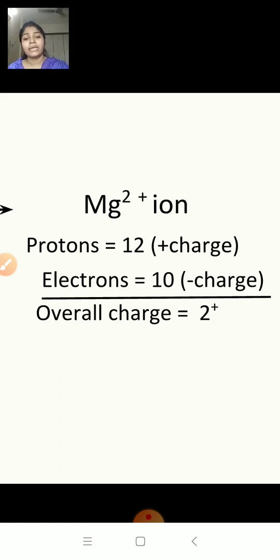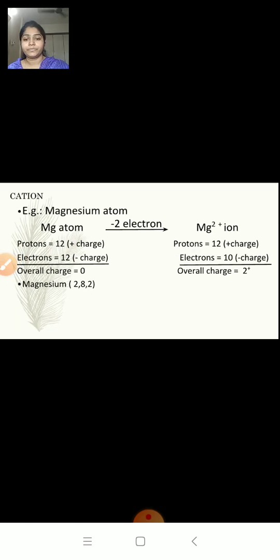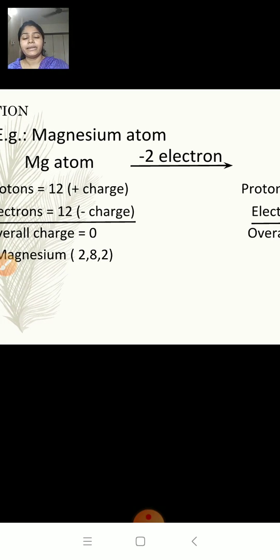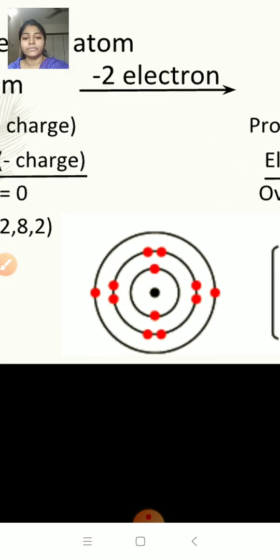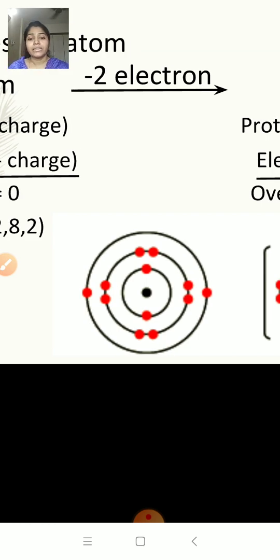So you can see that the +2 is written on Mg. So it is Mg 2+. Let us find out why magnesium lost 2 electrons. Now 2, 8, 2. This is the arrangement of electrons in magnesium. So you can see that in magnesium, the inner shell contains 2 electrons, then the next shell contains 8 electrons, and the outermost shell contains 2 electrons.